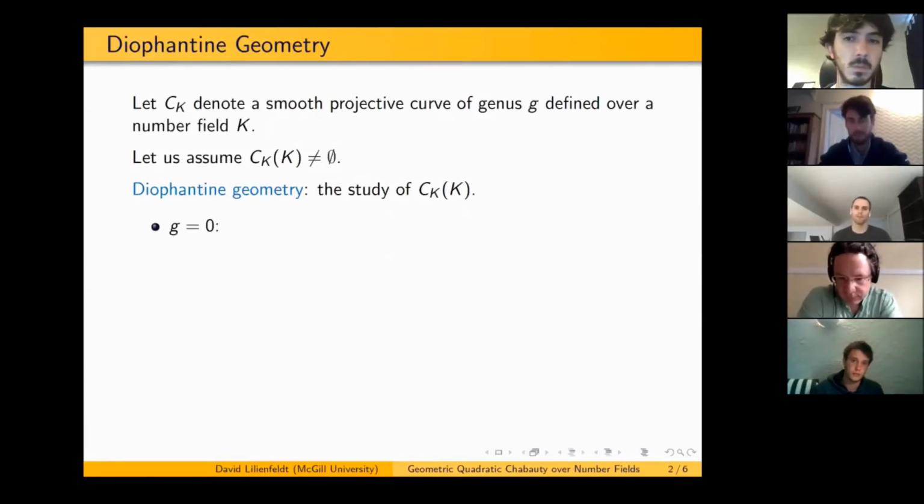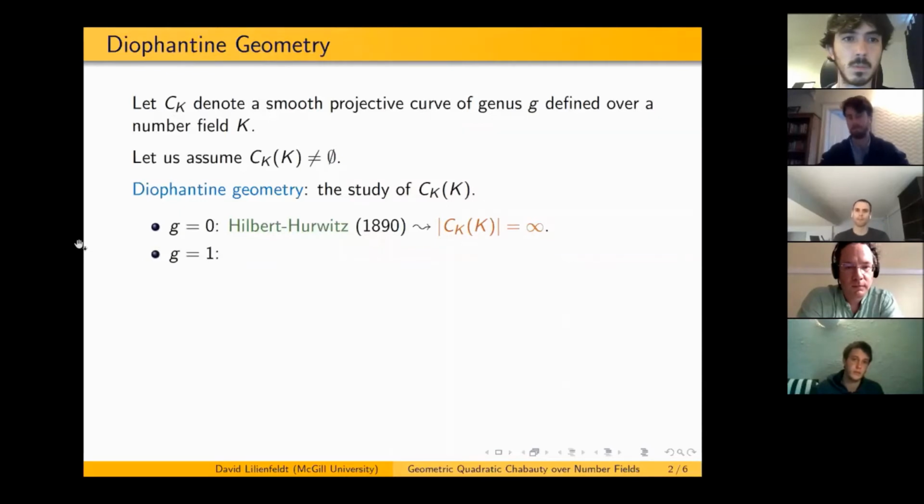So for genus 0, such a curve will either be a projective line or a conic. As you might expect, this is not a very difficult question, and this was settled by Hilbert and Hurwitz, who established that the set of rational points is infinite in this case.